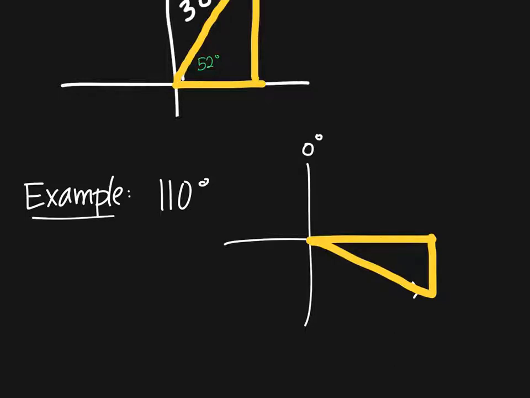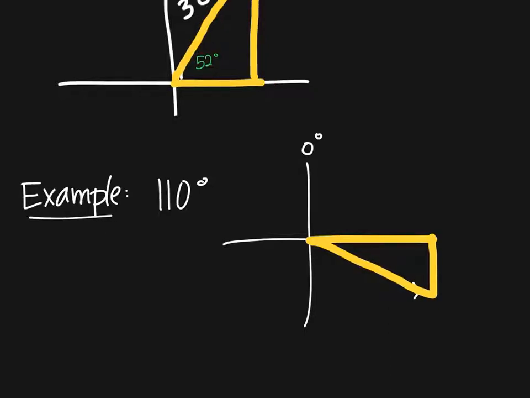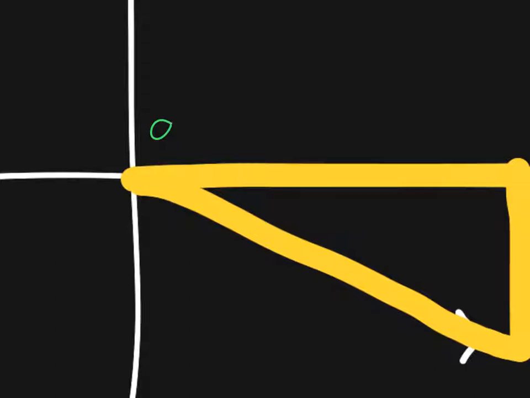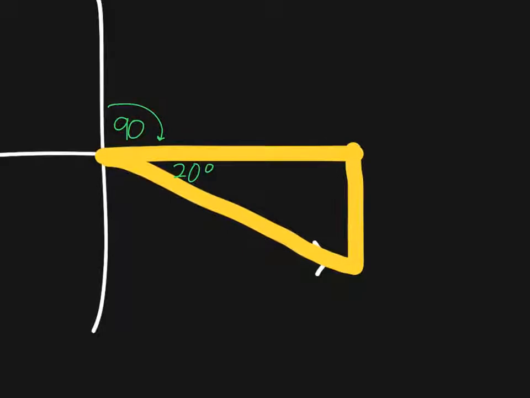Is the 110 actually in the reference triangle anywhere? The answer is no, because the 110 measurement included the 90 degrees of the first quadrant. How many more degrees are there in the fourth quadrant? If I had 90, how many extra? 20. So I had 90 here, and then I have 20 more here. That's a total of 110. So my reference triangle is going to be based on the number 20 as my theta angle, not the number 110.